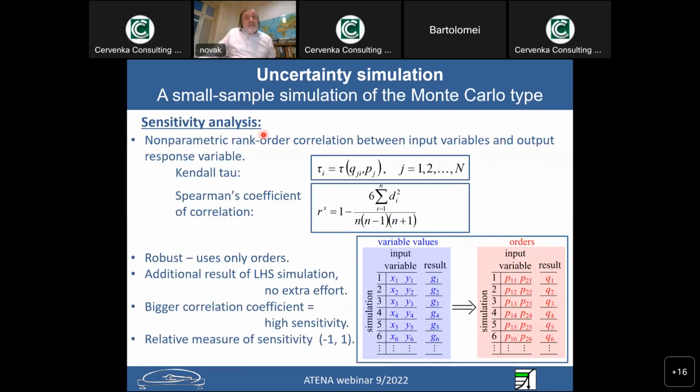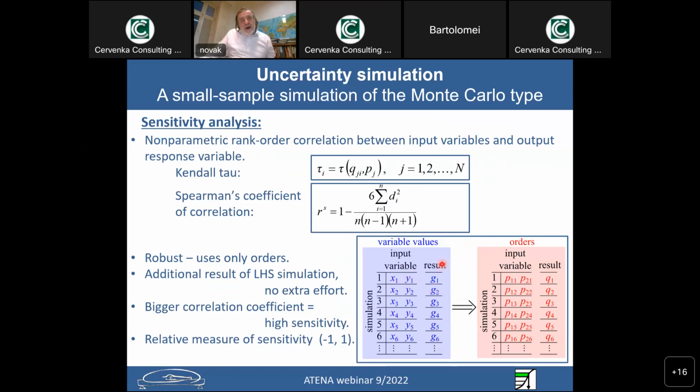Sensitivity analysis. Sensitivity analysis is an additional product of Latin hypercube sampling simulation, right? It uses the non-parametric rank order correlation between input variables and the output response variable. So we have, for example, in this table, you can see the simulation, variable X, variable Y, and some result, reflection of the beam, for example. And we are interested in how much variable X influences G, and how much variable Y influences G.